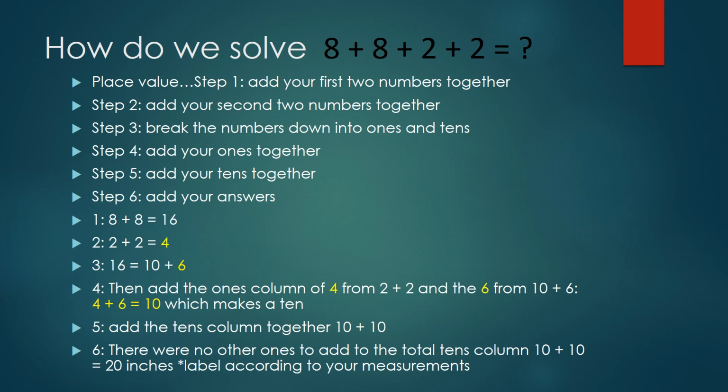So how did we solve this equation with place value? We broke it down into the steps with ones and tens and added them together. So our equation of 8 plus 8 plus 2 plus 2 equals 20 inches.